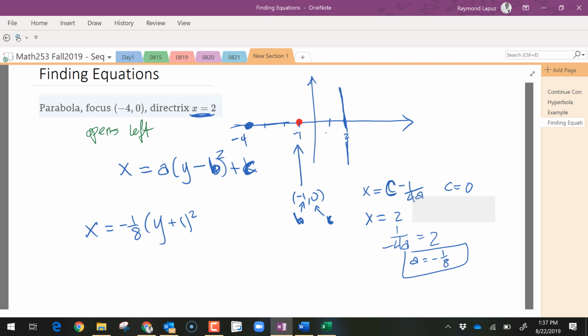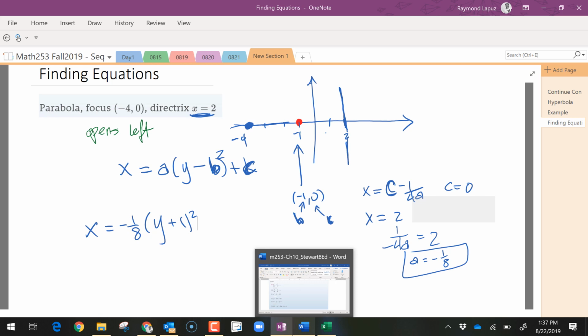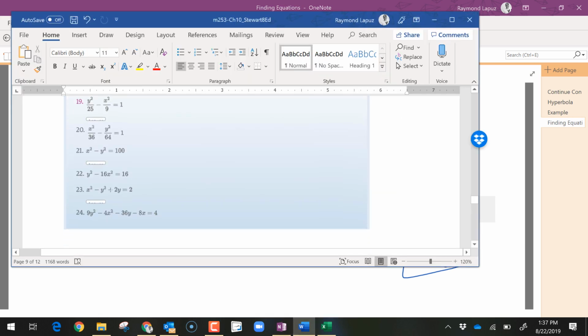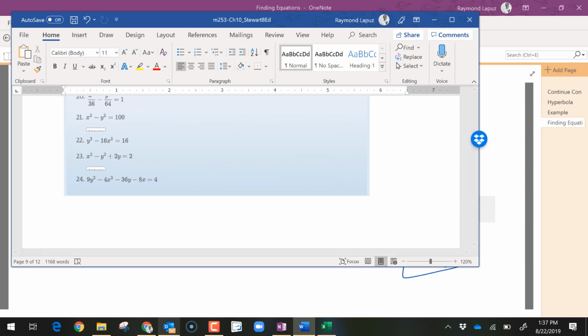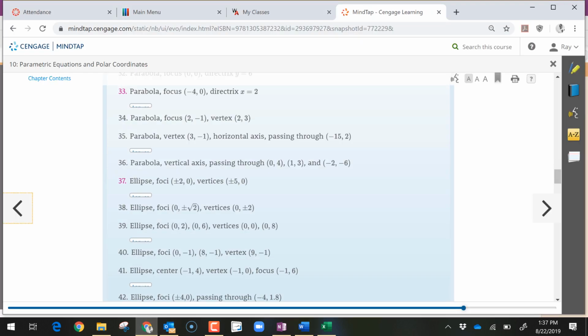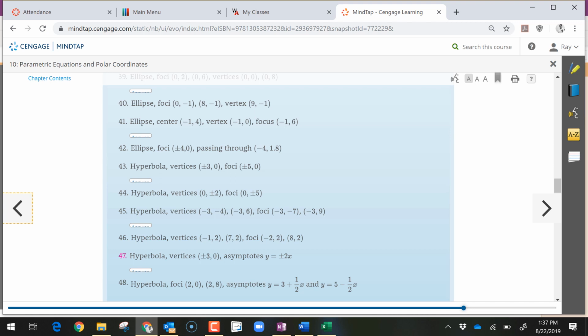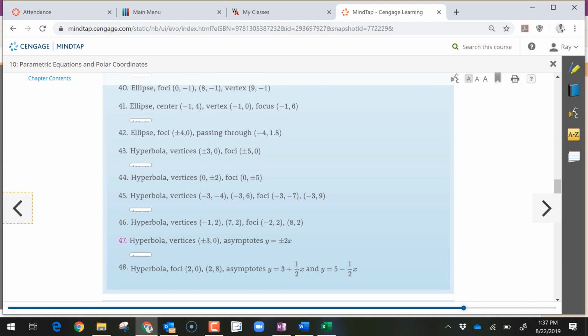All right, let's do one more. Oh, I need to look at it. So should we do an ellipse or hyperbola? Hyperbola. Looks like we got 43 to 40 something. What? 45? All right.